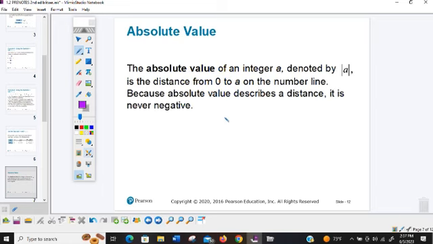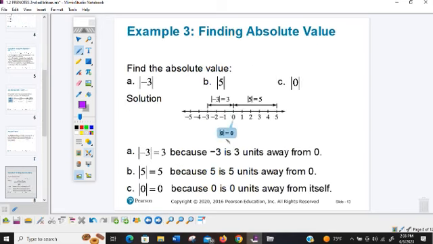Let's talk about absolute value. Now, absolute value is kind of strange. It's the distance from 0, and distances are always positive. Okay, so because it is a distance, it's never negative. Now you hear the phrase all the time, the absolute value of a number is the positive. Okay, it's always positive. So let's look at an example.